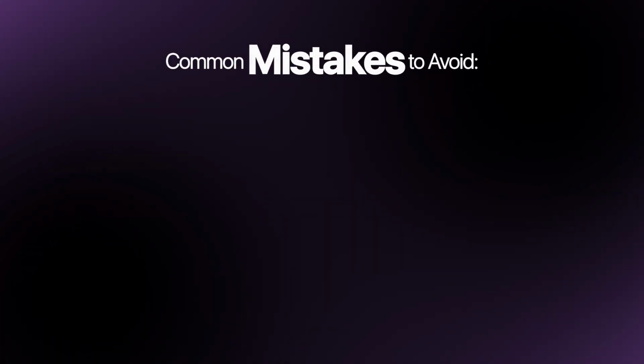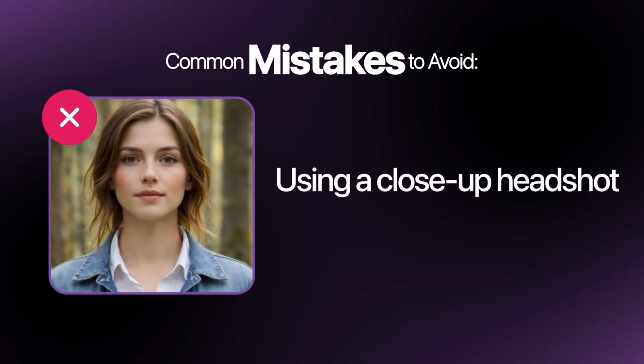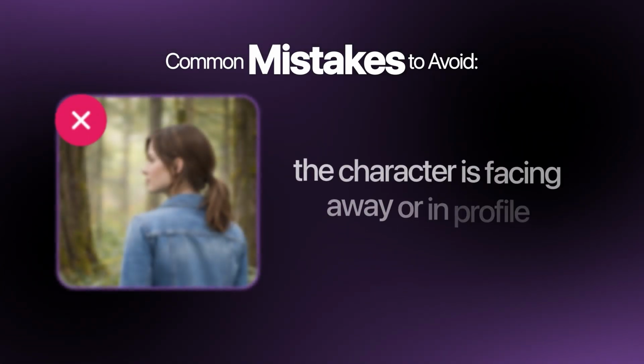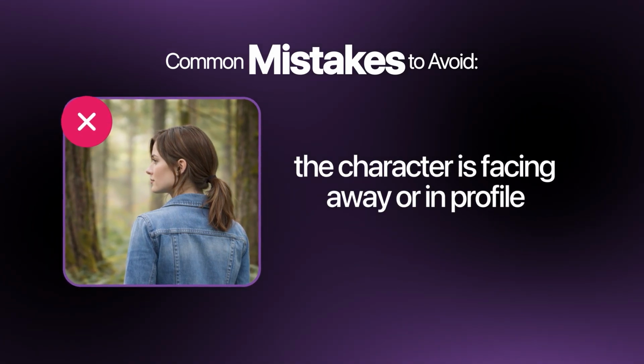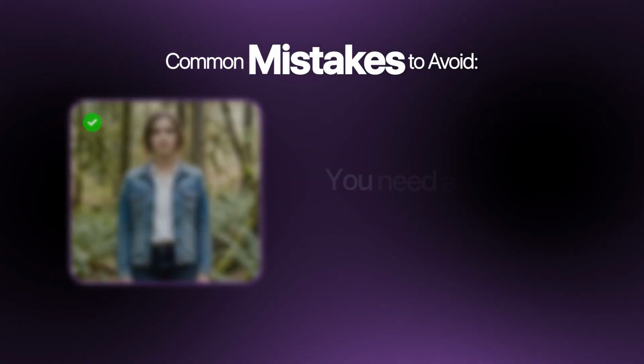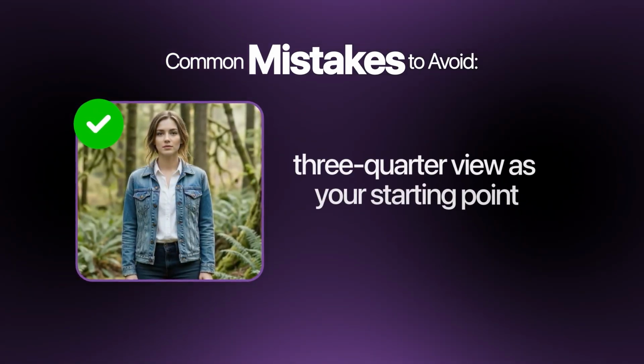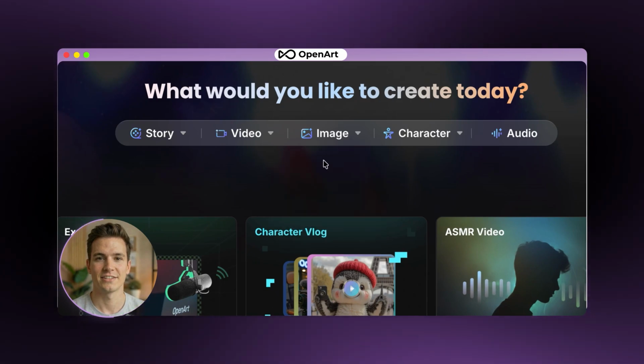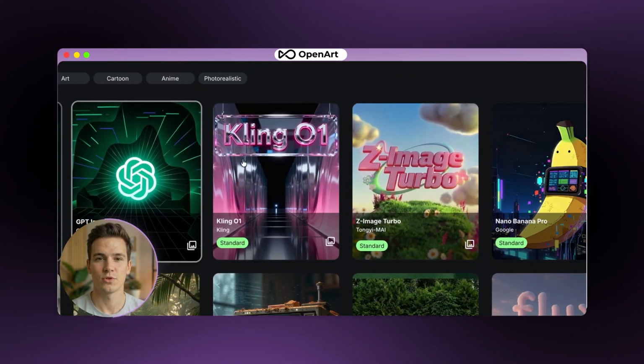Common mistakes to avoid. Mistake 1. Using a close-up headshot. You'll lose all outfit consistency across angles. Mistake 2. Using an image where the character is facing away or in profile. You need a clear front-facing or 3/4 view as your starting point. Creating your image in OpenArt. Go to OpenArt and select text to image. Use the Nano Banana Pro model.